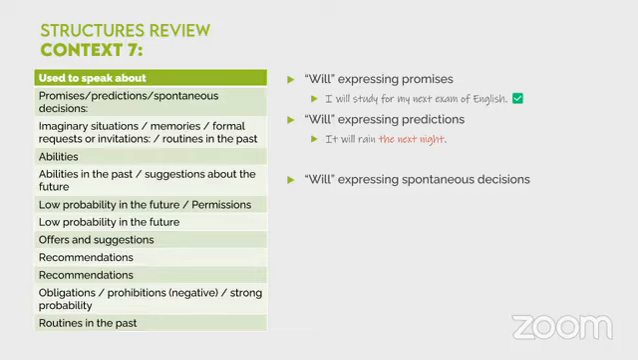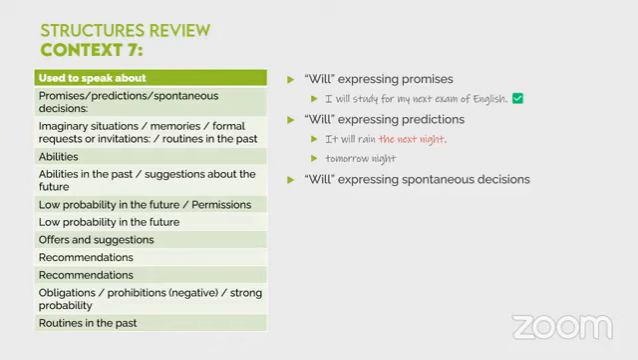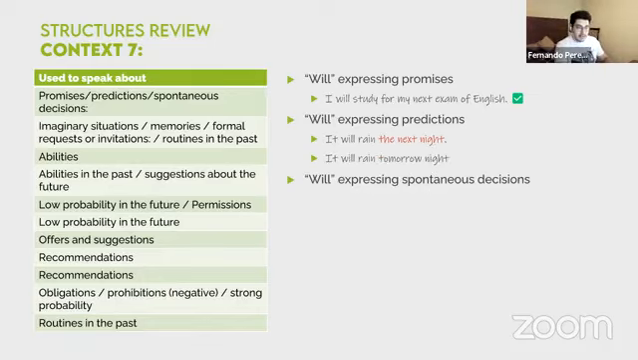Okay, so if you want to say tomorrow in the morning, tomorrow in the night, a good solution for that is tomorrow night. Tomorrow night is better than the next night. Next night, nobody says that. It will rain tomorrow night. Perfect. It will rain tomorrow night. That is a prediction.